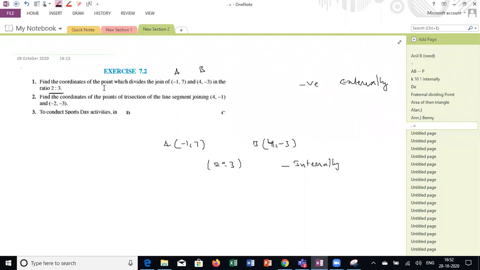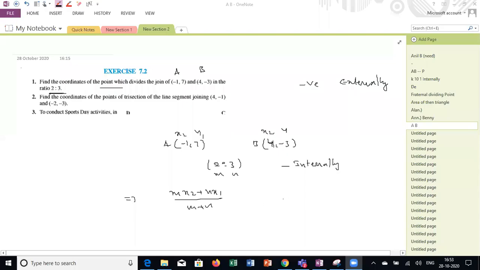The formula is m x2 plus n x1 by m plus n. Sir, your voice started breaking, sir. Sorry guys, there is some network issue. It got disconnected. Guys, are you able to see the screen? Yes, sir.